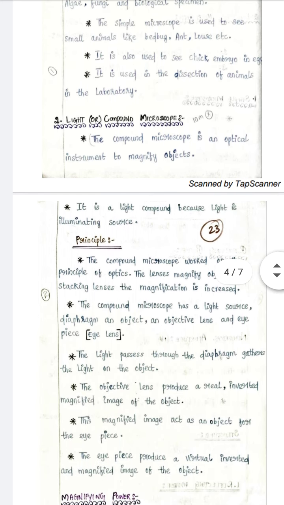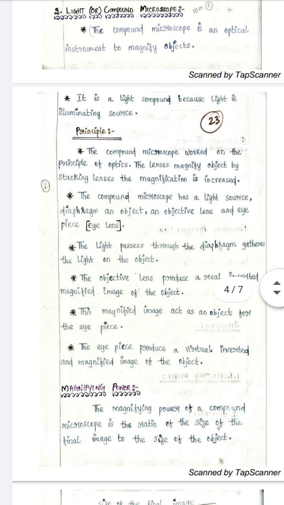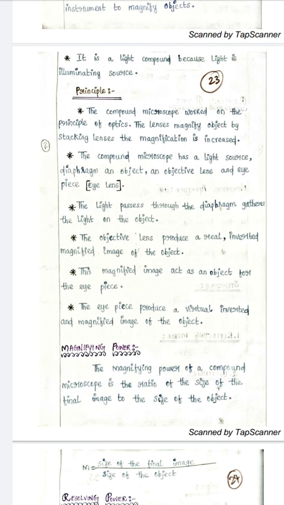Now, light or compound microscope. The light microscope is also called a compound microscope, and it is very important, 10 mark. It is a light compound microscope because light is the source of illumination here. So what is the principle? The compound microscope works on the principle of optics.